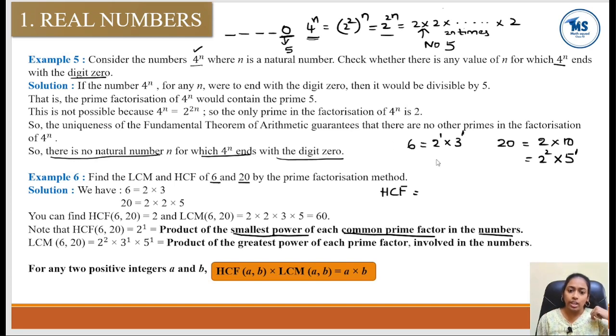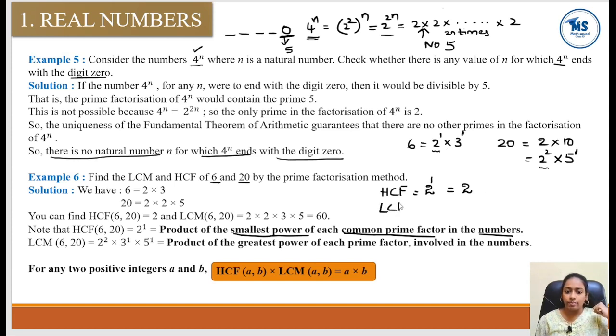So here we have the common prime factor 2. Here you have 2, here also you have 2, and the least power would be 2 power 1, versus 2 square. Which is least? 2 power 1 is the least. So the HCF of this is 2. There's no other common prime factor. Here you have 3, but you don't have 3 here. Here you have 5, but you don't have 5 here. So the common number is only 2, and the least power is 1. So 2 power 1, which is 2.